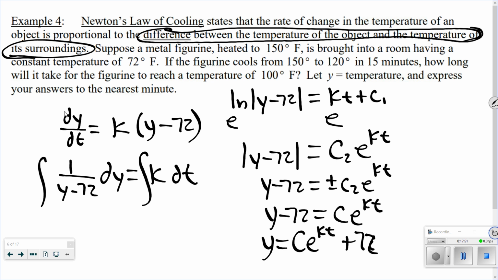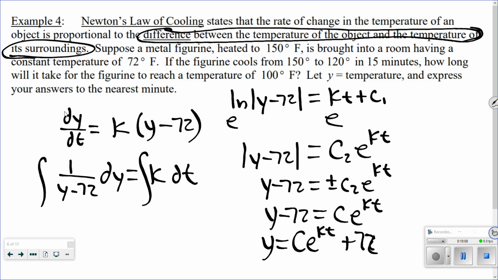So C is still the same thing. C is the initial temperature in this case, so the temperature of the object at the beginning. Y is a future temperature, and T is the time. K is that rate, or the rate that it's cooling. It's that constant of proportionality.